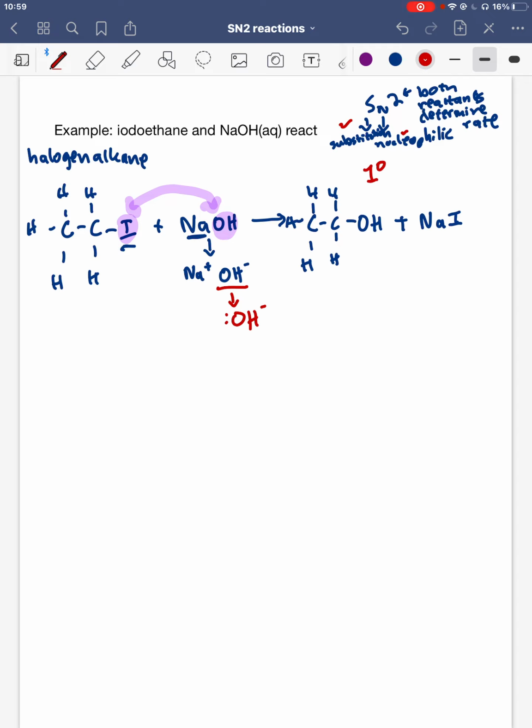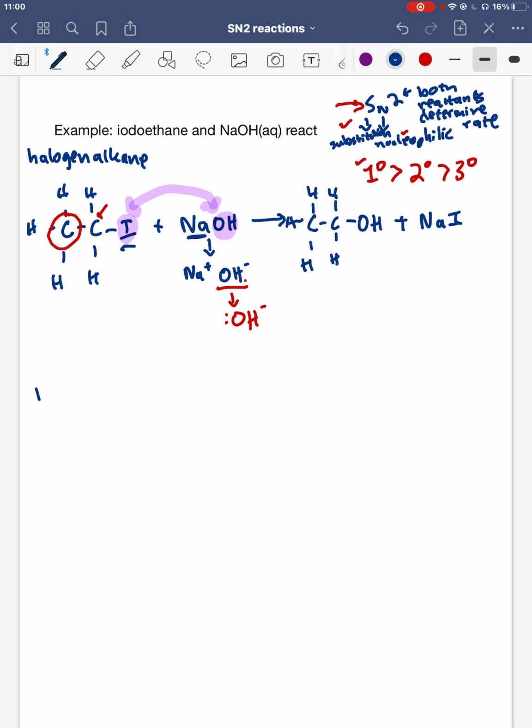I do have a primary halogenoalkane here because the carbon that my halogen is attached to is attached to just one more carbon. So SN2 is preferred for primary halogenoalkanes, less preferred for secondary, and even less preferred for tertiary halogenoalkanes. So primary halogenoalkane, I have a nucleophile doing a substitution. That's leading me towards SN2.